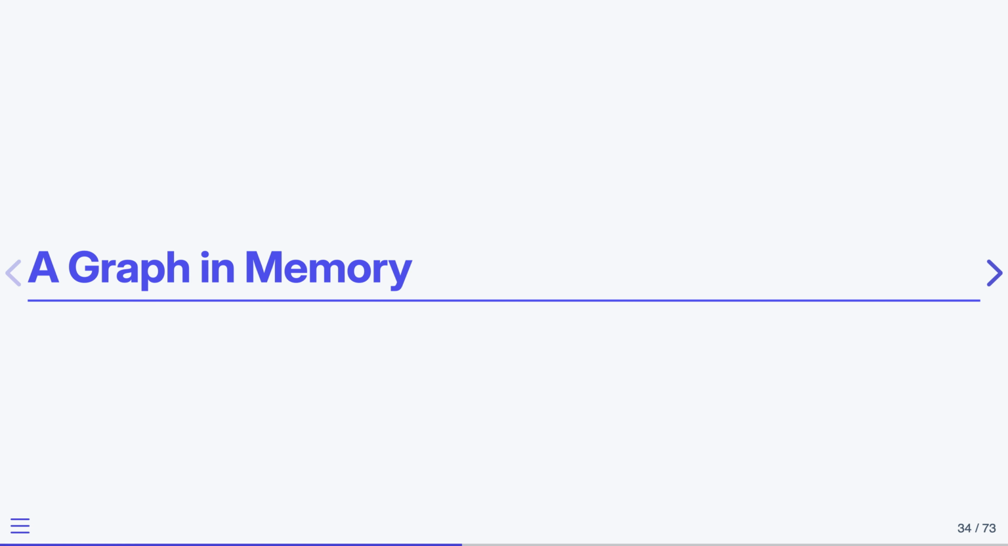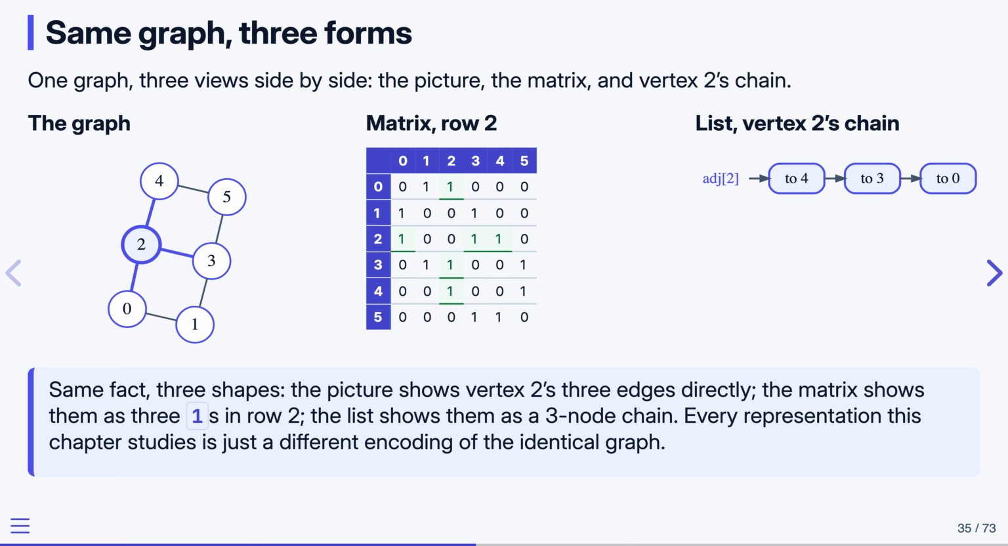Now let's put a graph into memory. We will look at the same graph drawn 3 different ways. This is one graph shown 3 ways side by side: the picture, the matrix and vertex 2's chain. Watch how the same fact looks in each form.